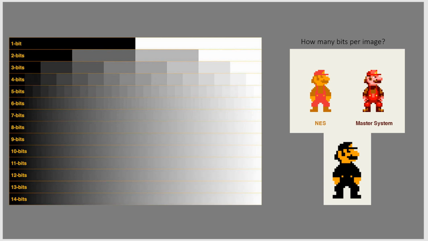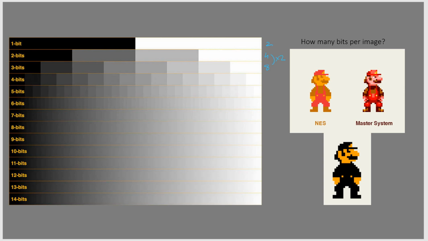This section is just designed to give you an idea about how many different colors you can represent with different amounts of bits. You can see here with 1 bit we can represent 2 colors, with 2 bits we can represent 4, with 3 bits we can represent 8, and you see a pattern emerging where the amount of colors that you can represent with each increase in bit depth is multiplying itself by 2.